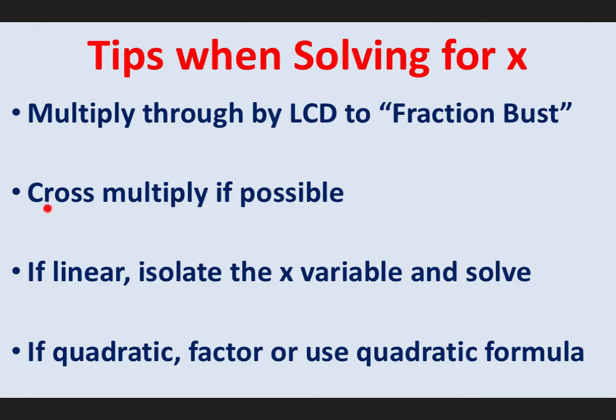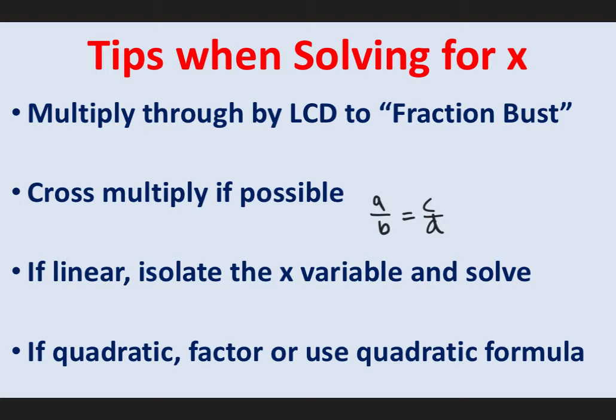There are certain situations where we can do something called cross multiplication. If you have just two fractions equal to each other, then you can do what's called cross multiplication. It's where you multiply the top of one side by the bottom of the other, and the top of the other side by the bottom of the first, and set the two things equal. That should be something you've heard of before, hopefully.